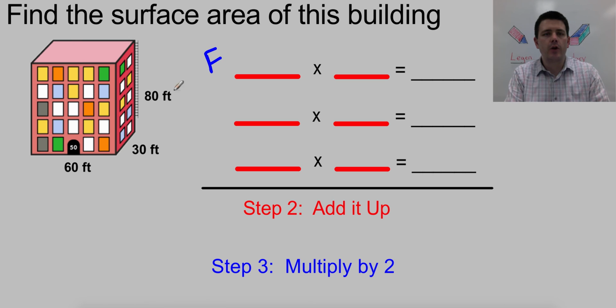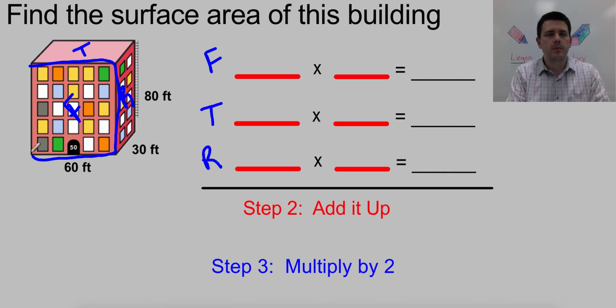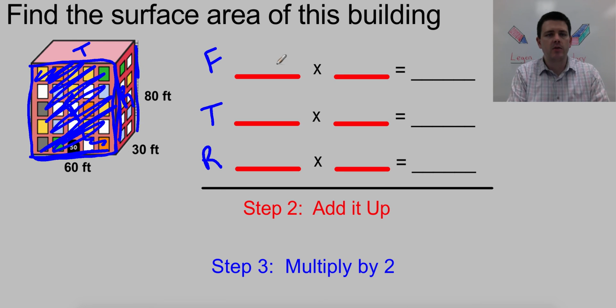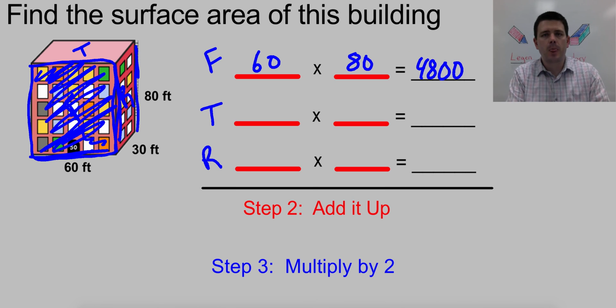So we're going to find the front, the top, and the right-hand side, the 3 sides that I can see. So the front is this rectangle here. So I can kind of shade it in so we can kind of see which face we're looking at. It's got a base of 60. The height going up this way is the same as this height over here, which is 80. So 60 times 80. 6 times 8 is 48. Add on my zeros, so 4,800.